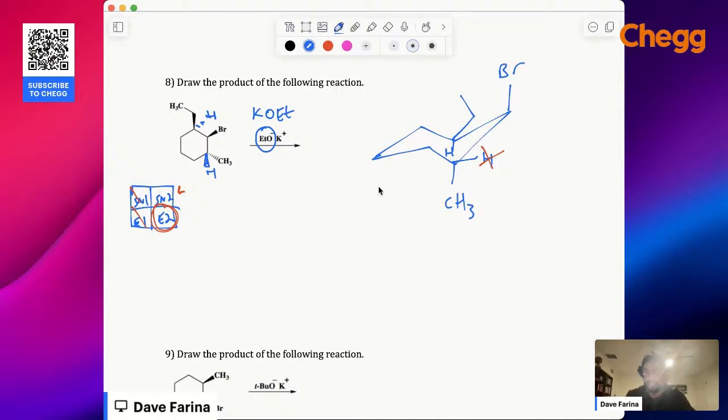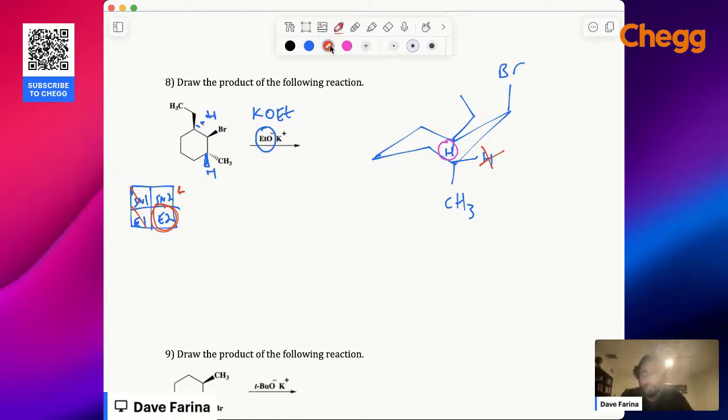But it's not the case, because this proton is not available, because it is not axial. We have to put the leaving group axial, and then the adjacent proton, the alpha proton, also has to be axial. So it is only this one that is available. We have to get that one.